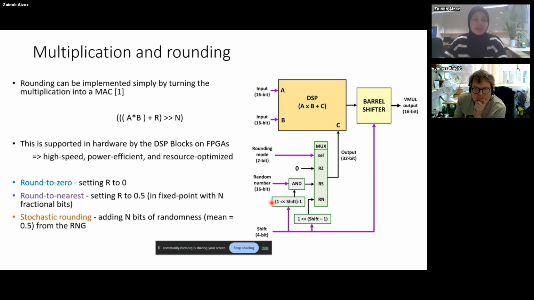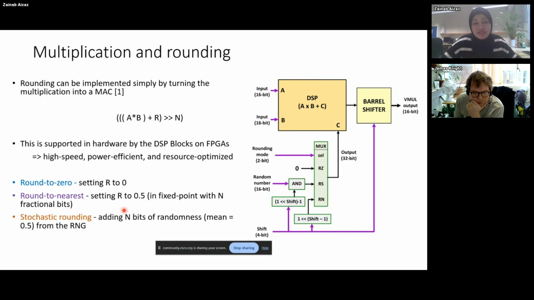Finally, I would like to explain the multiplication that we are doing. It's sort of like a MAC. So you can see what we are doing in this process: multiplying, adding a random number, and then shifting by n. So you can map R over here to C on the right side. This is the DSP block that I discussed initially. It multiplies two numbers and then adds C to it.